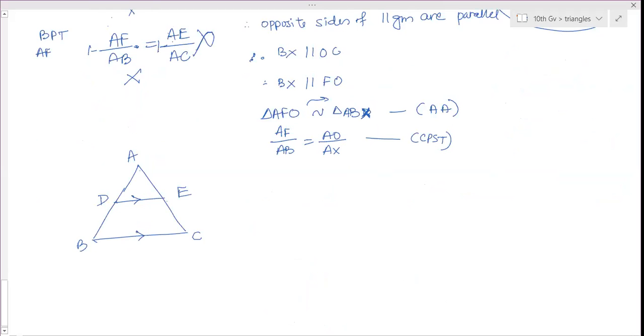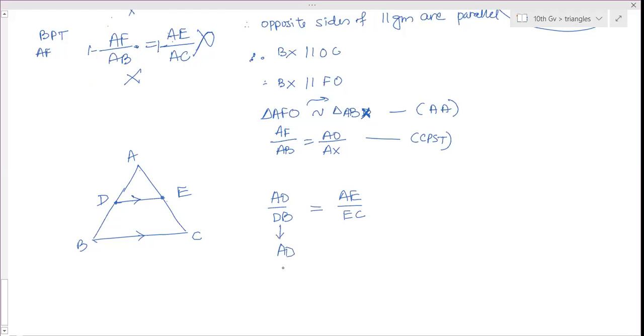DE parallel to BC. BPT, basic proportionality theorem, says that a line joining two distinct points which is parallel to one side of the triangle divides the other two sides in equal ratio. So D is dividing AB in the ratio AD by DB, and E divides AC in the ratio AE by EC. So these two ratios are equal. This is only what BPT tells. From that we can prove more.